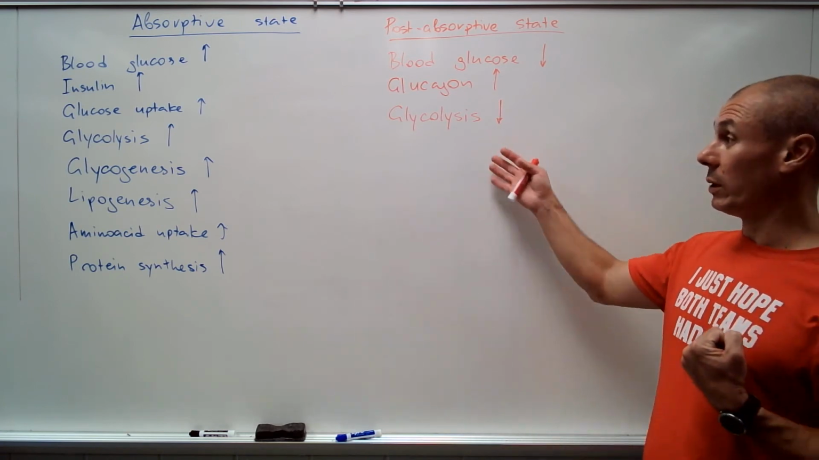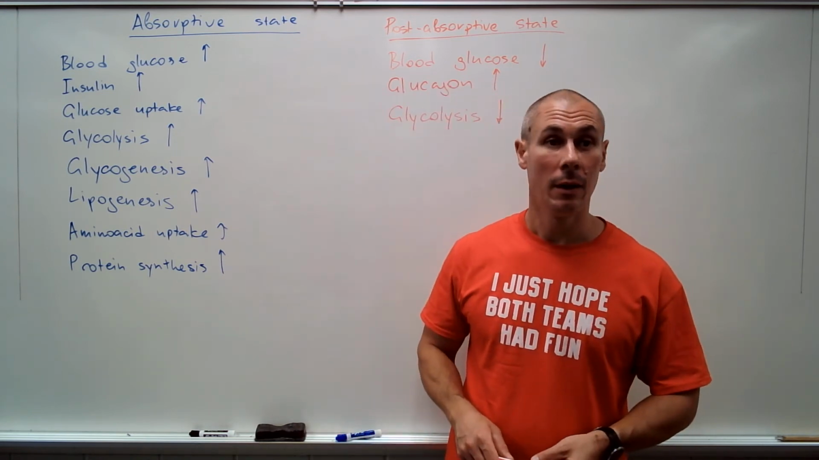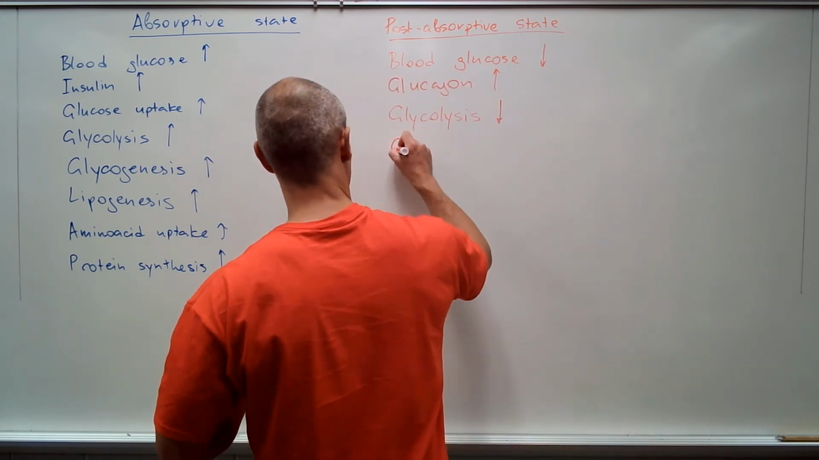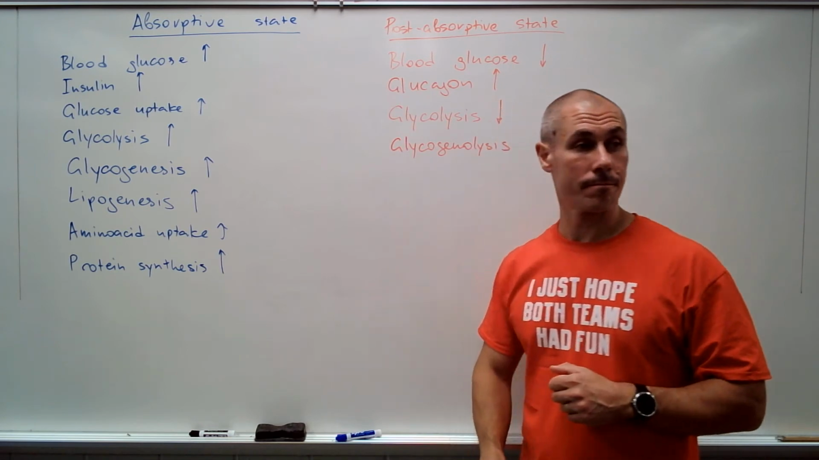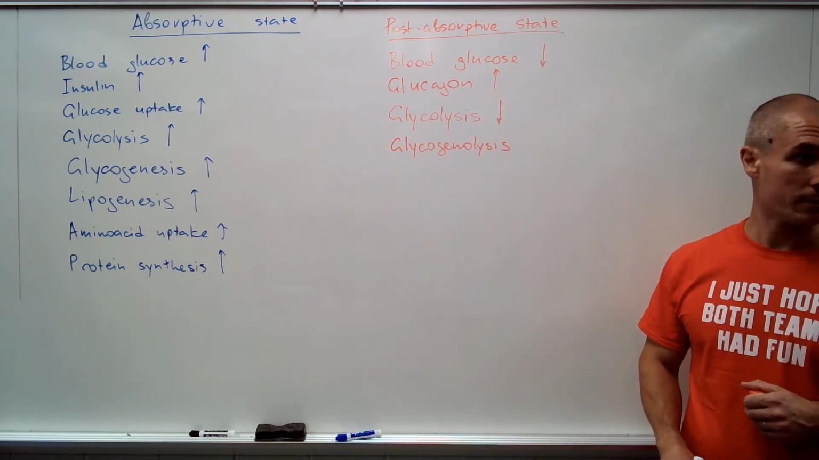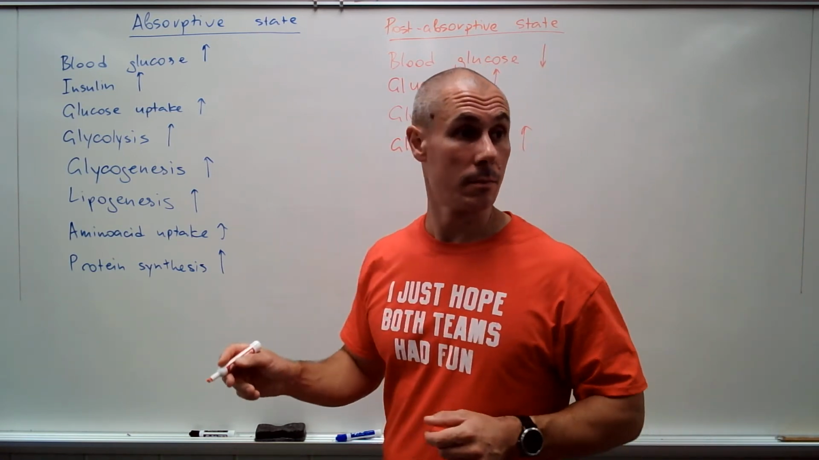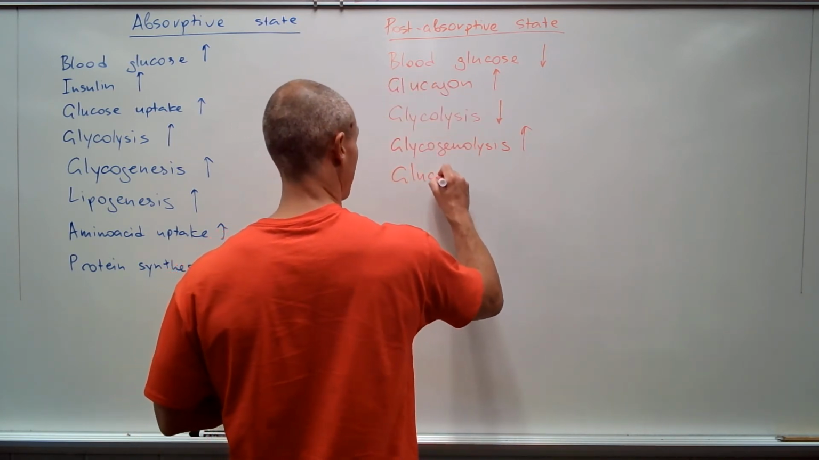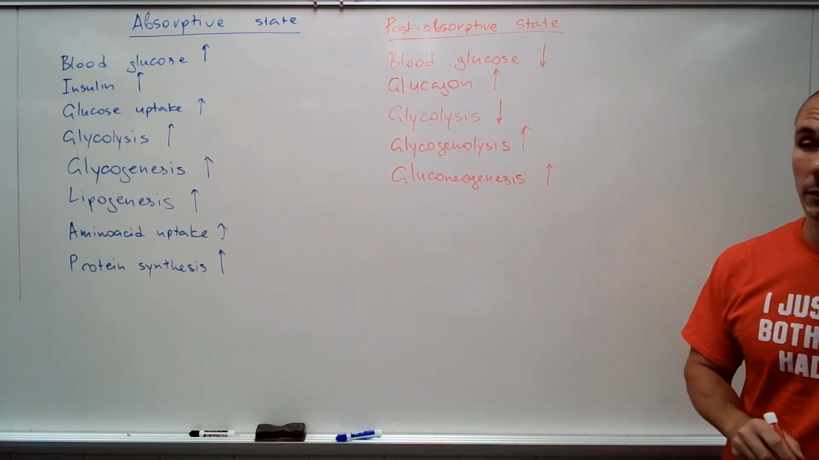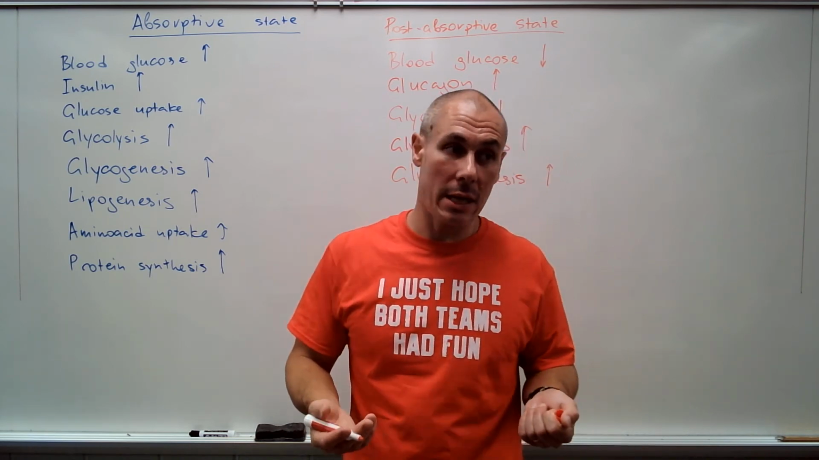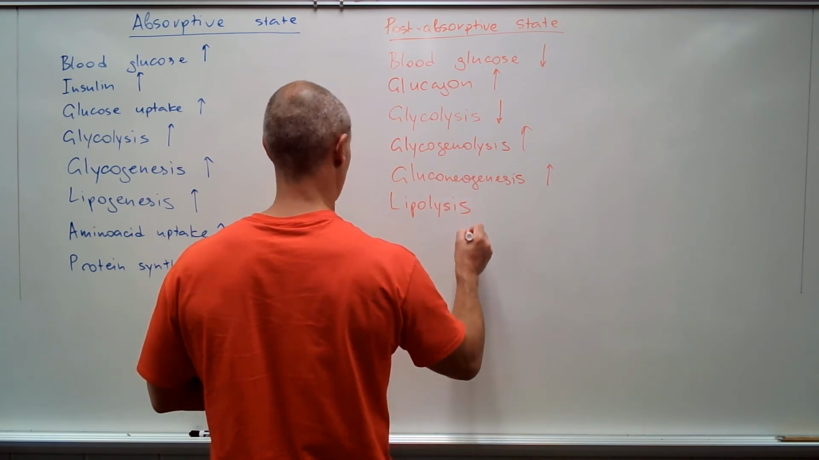Now, which processes will increase? So, how can you get the glucose? From what? You can get it from glycogen. So, glycogenolysis. Okay? Does that make sense? Now, can you synthesize glucose from scratch? You absolutely can. So, gluconeogenesis will also be increased. Now, you technically can get it from fat to some extent, so lipolysis. Okay?